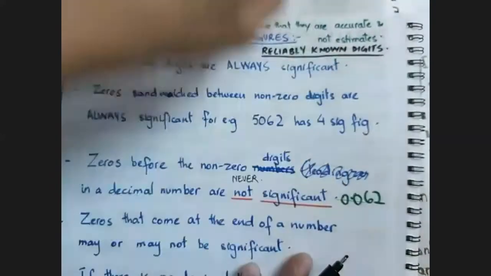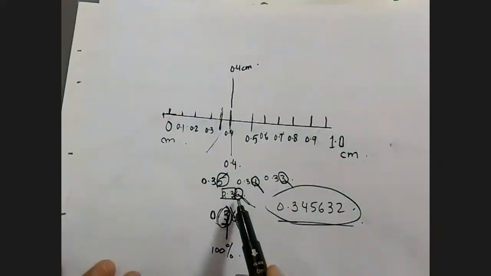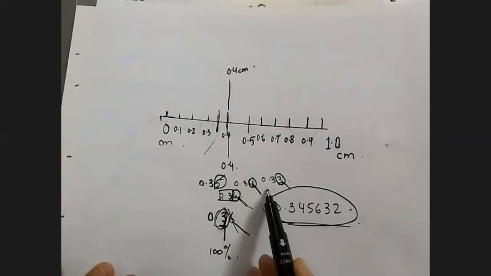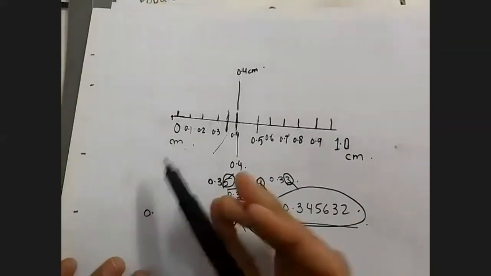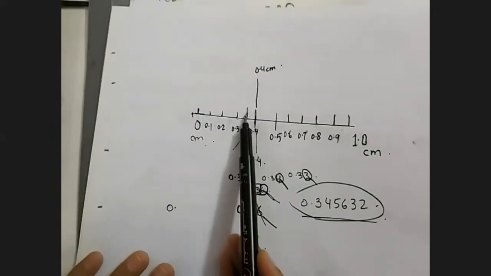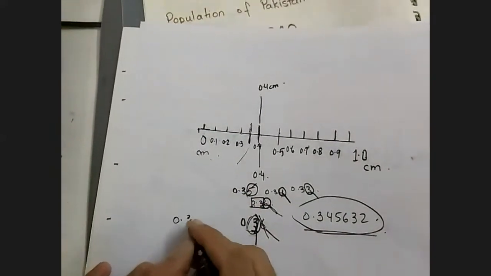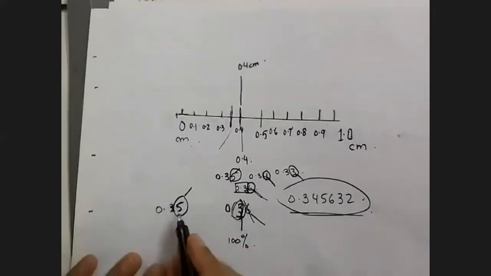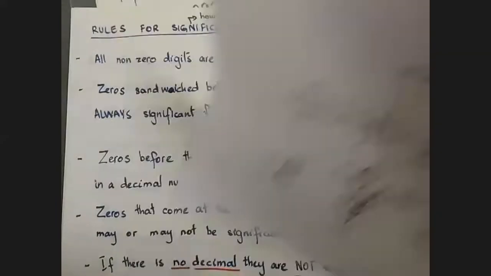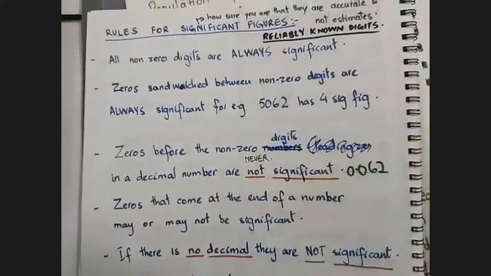The other digits, for example 6, 5, 4, can be estimates. I can estimate them by figuring out that it looks like it's midway, so I can say 0.35. So 5 was my estimate. So 5 is not significant. Okay, so let's just start with the rules of significant figures.